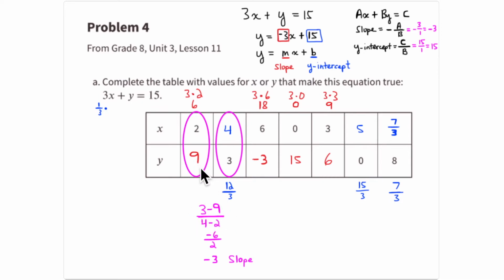So 3 minus 9, subtract where I started. So 3 minus 9 and 4 minus 2. I'm subtracting this beginning point. So I started with $9. I ended with $3. That means I lost $6. I started with $2. I ended with $4. That means I gained $2. So that ratio of those amounts is a negative 3, which is the same slope as up here. So negative 6 over 2 is the same as negative 3.